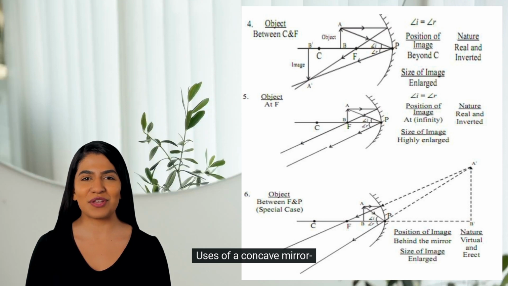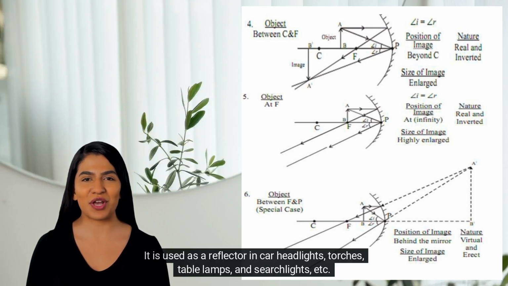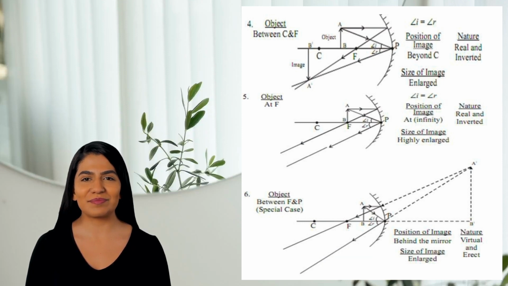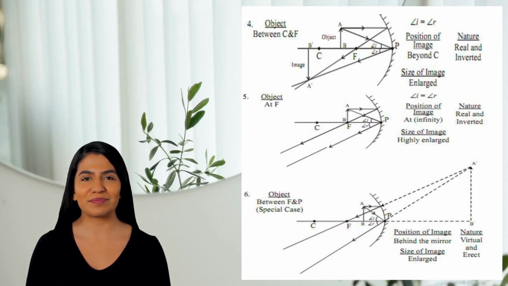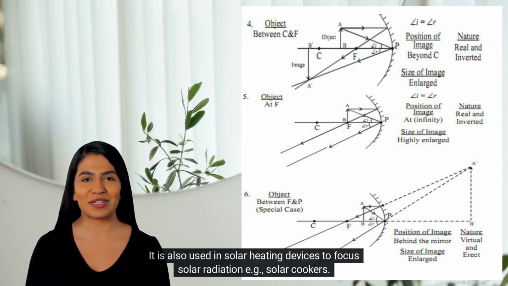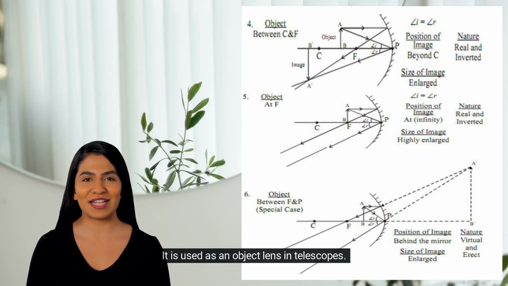Uses of a concave mirror. The various uses of a concave mirror are: it is used as a shaving and dressing mirror. It is used as a reflector in car headlights, torches, table lamps, and searchlights, etc. The opticians concentrate light on the specific body parts during treatment. It is also used in solar heating devices to focus solar radiation, e.g., solar cookers. It is used as an object lens in telescopes.